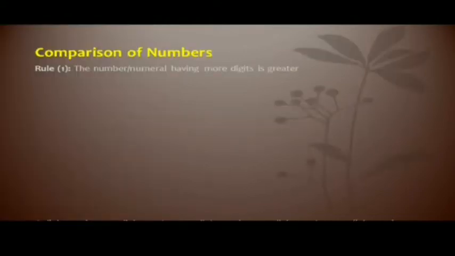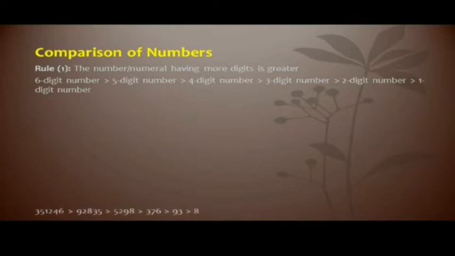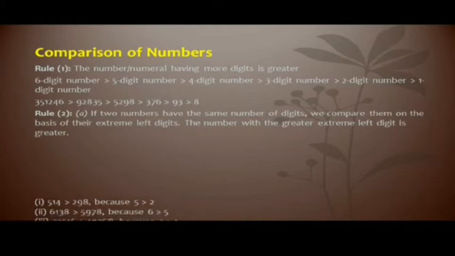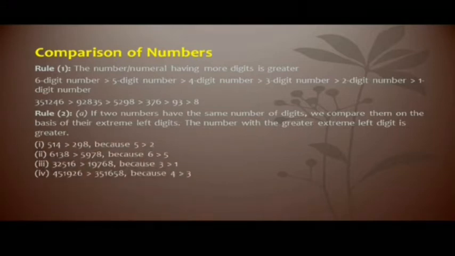Now let's come to another interesting chapter, knowing the numbers. Comparison of the numbers. Rule 1: The number or the numeral having more digits is greater. For example, a 6-digit number is greater than a 5-digit number, and the 5-digit number is greater than a 4-digit number, and the 4-digit number is greater than the 3-digit number, and the 3-digit number is greater than the 2-digit number, and that is greater than the 1-digit number.